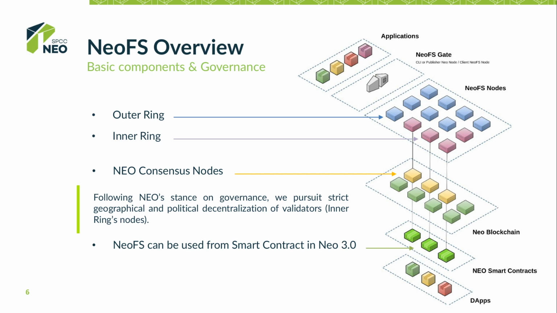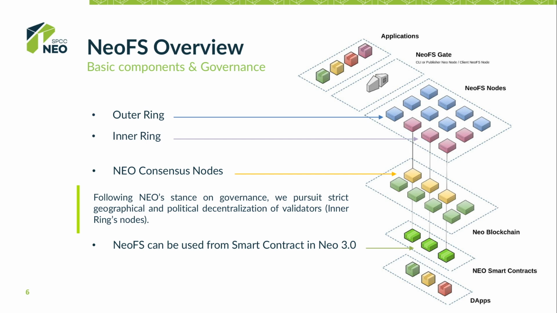There are not many of them, and they use DBFT 2.0 consensus algorithm to coordinate their actions. Inner ring nodes are connected to Neo blockchain and are constantly monitoring events coming from it to synchronize the state and the state of NeoFS smart contract that manages users' money deposits and information about inner ring nodes themselves.